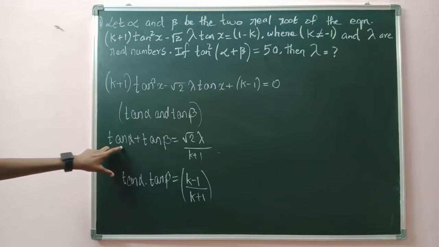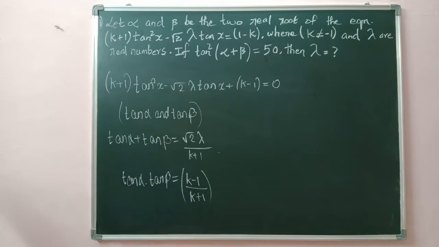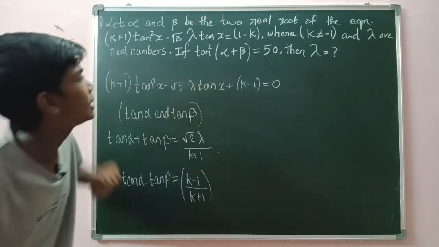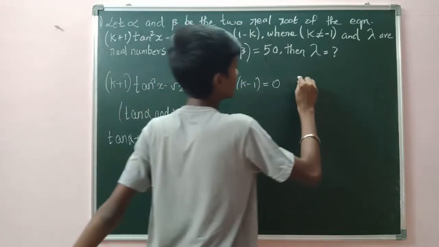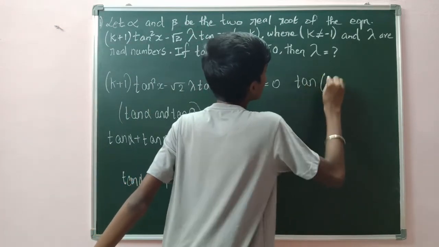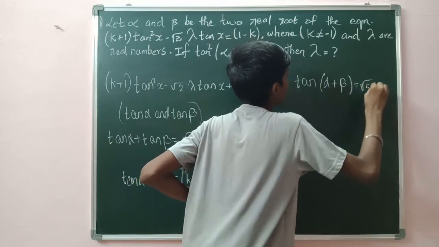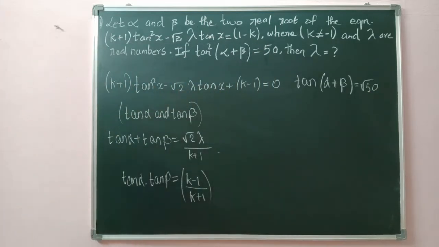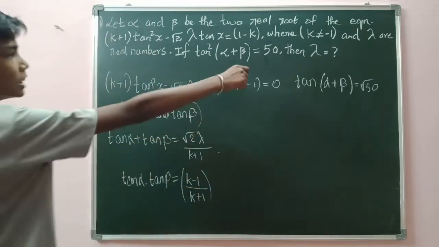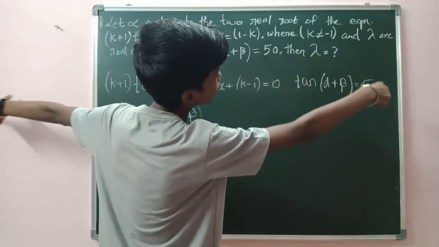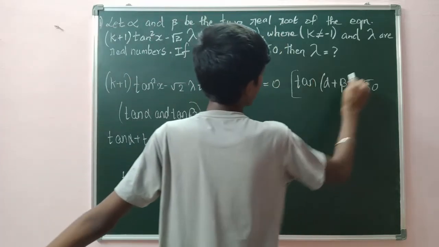So now we know tan alpha plus tan beta, and we know the value of tan alpha into tan beta. In the question they gave one hint: tan square of alpha plus beta is 50. If tan square of alpha plus beta is equal to 50, then I can say that tan of alpha plus beta will be root 50, by taking root on both sides of the equation. That's the relationship I got now.